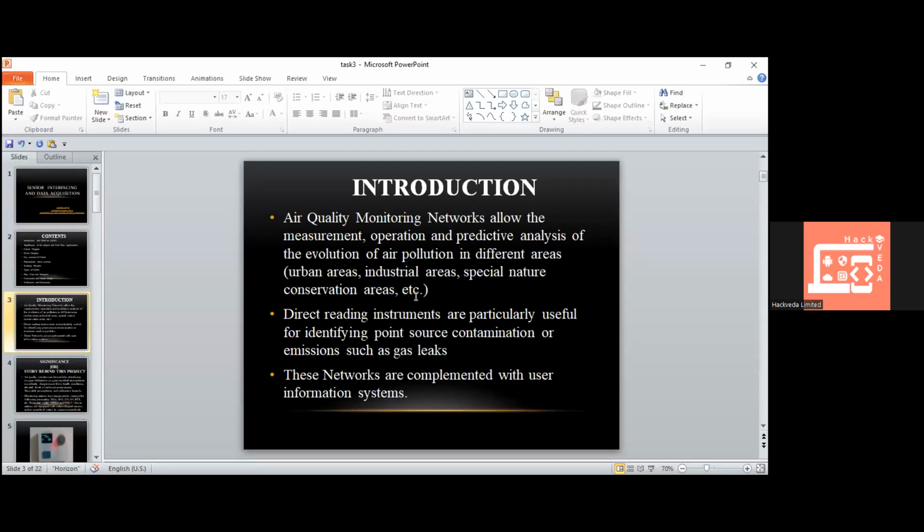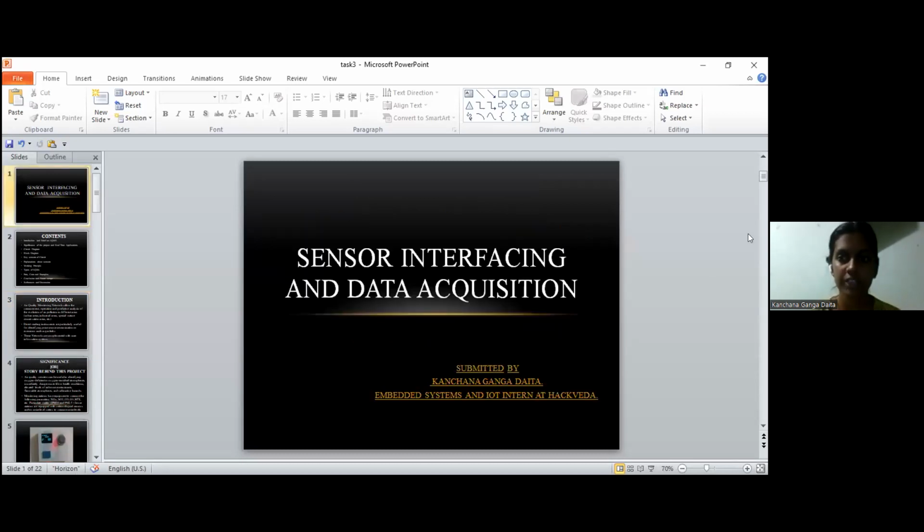Okay. So, firstly, my name is Kanchana Daita. I have completed my graduation in Electrical and Electronics Engineering at Jawaharlal Nehru Technological University. My domain in this internship was embedded systems and IoT, and this is my task 6. The task I was given was sensor interfacing and data acquisition.